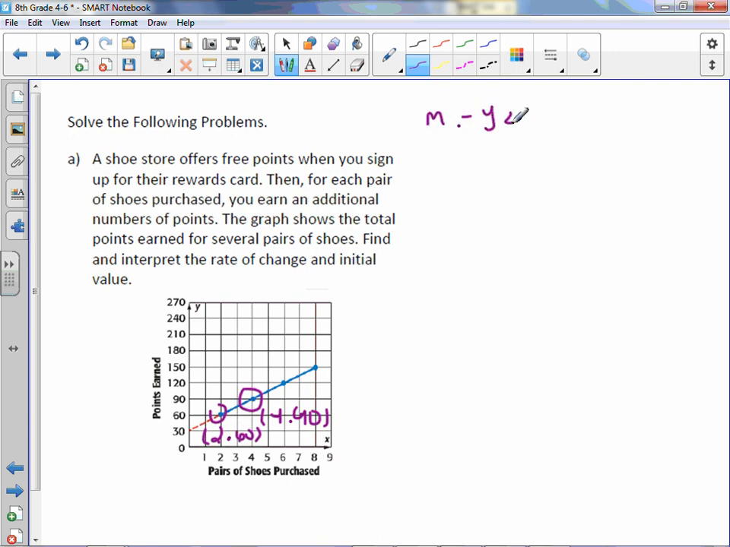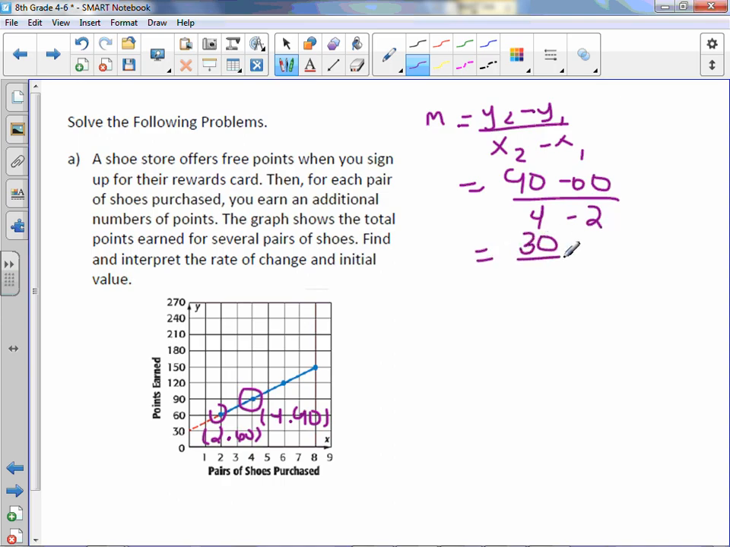So m equals y2 minus y1 over x2 minus x1. 90 minus 60 over 4 minus 2. 30 over 2, or 15. The y-intercept, we can actually see if we extend our graph, it crosses the y-axis at 30. So our y-intercept is 30.